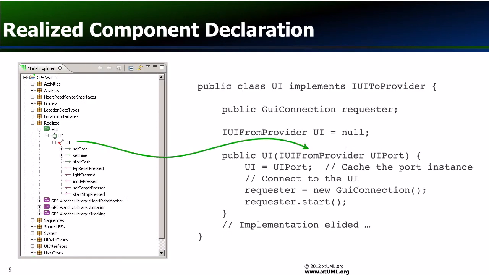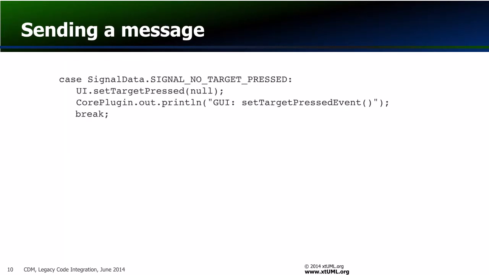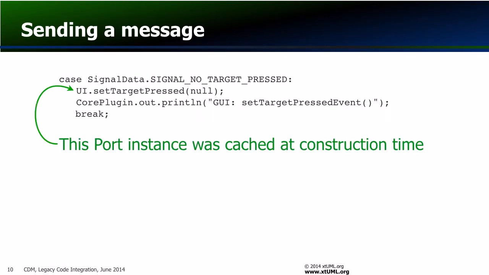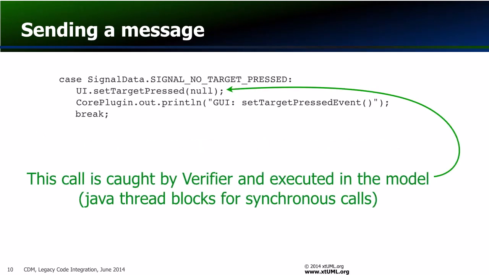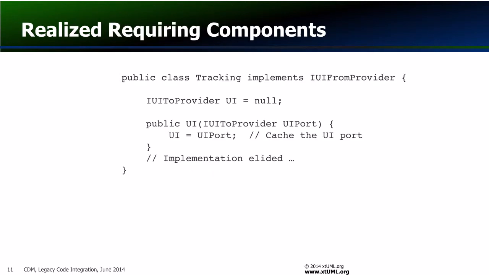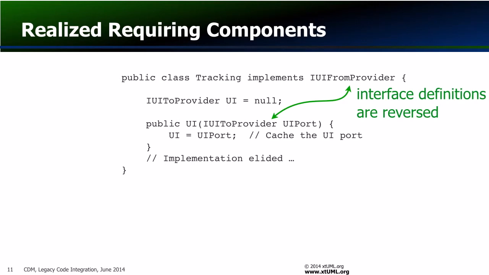The constructor argument is cached in the constructor in a variable named for the port exposing the interface. Calls made on this cached port cause the relevant messages to be sent back into the verifier runtime. If the realized component is participating as a requirer, then the interfaces are used in the opposite way. That is, the implements clause declares the fromProvider version of the interface, and the constructor argument takes the toProvider type.